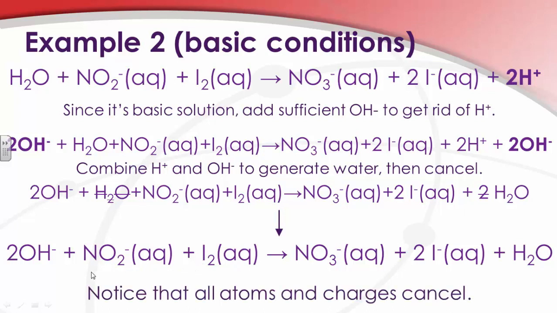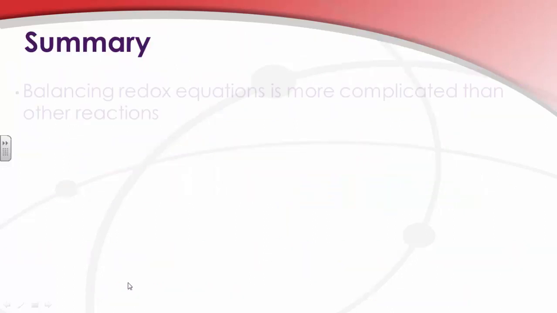We can go ahead and check our charges. 2 times -1 plus -1 is -3. -1 plus -2 is -3. And everything else should cancel nicely. And in fact, it does.